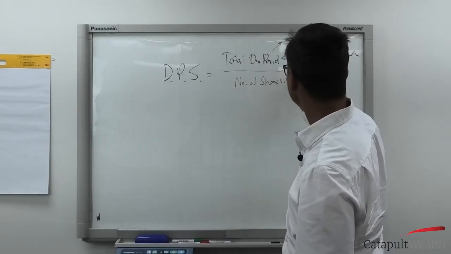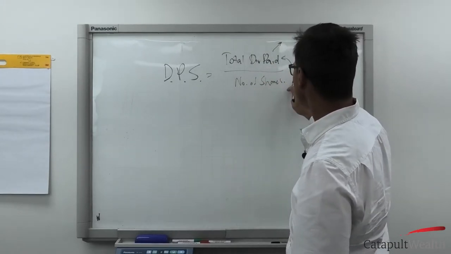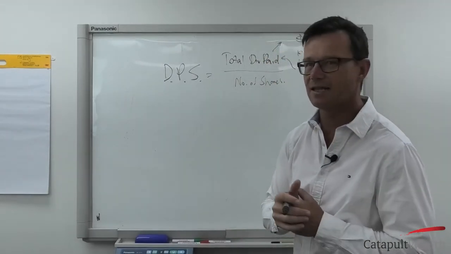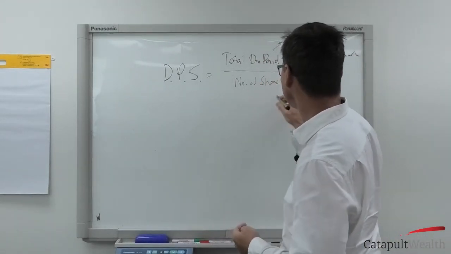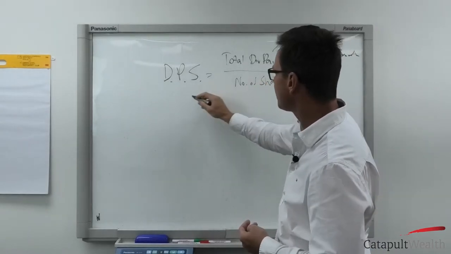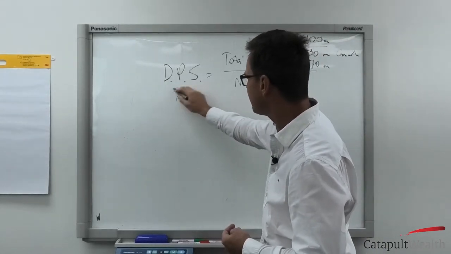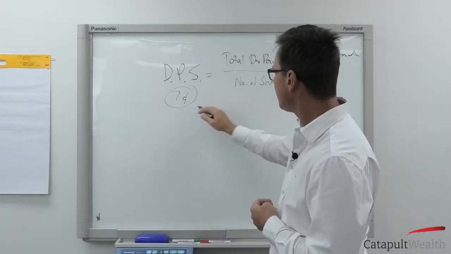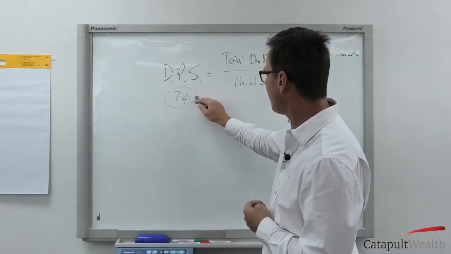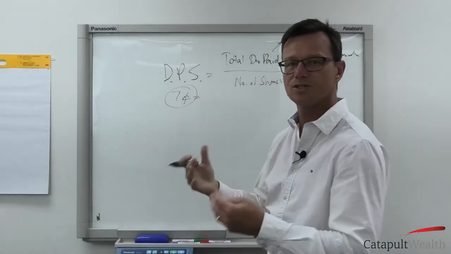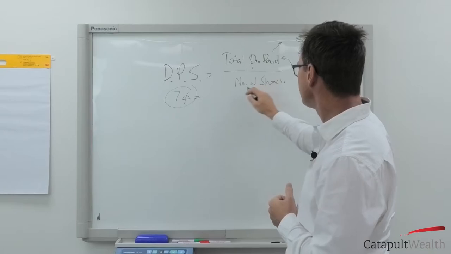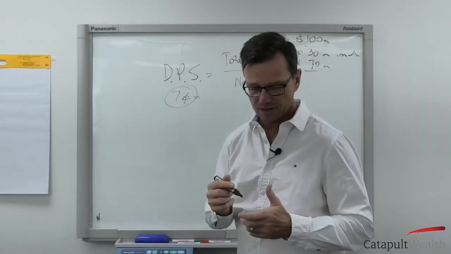So if the total dividend paid is 70 million divided by the amount of shares on issue, and let's say there's 100 million shares on issue, it works out at 7 cents per share dividend. Then that gets multiplied by the number of shares that you hold, which gives you your dividend payment. Total dividend paid divided by the number of shares gives the dividend per share.